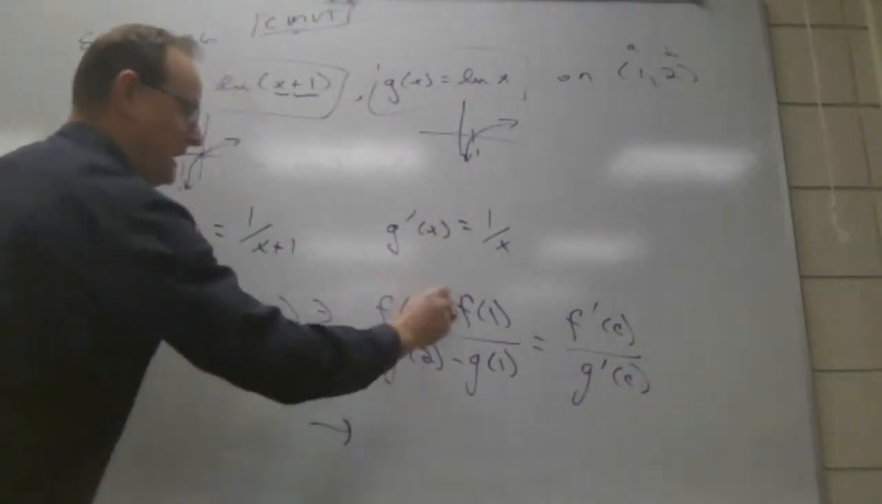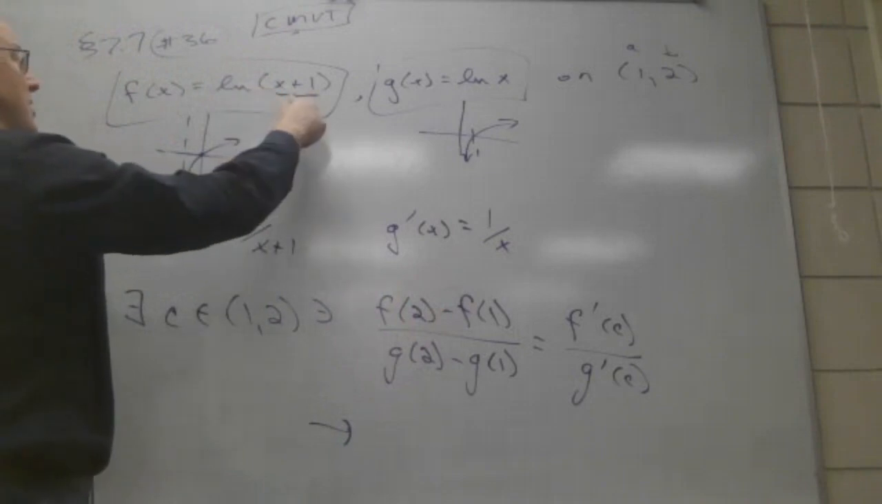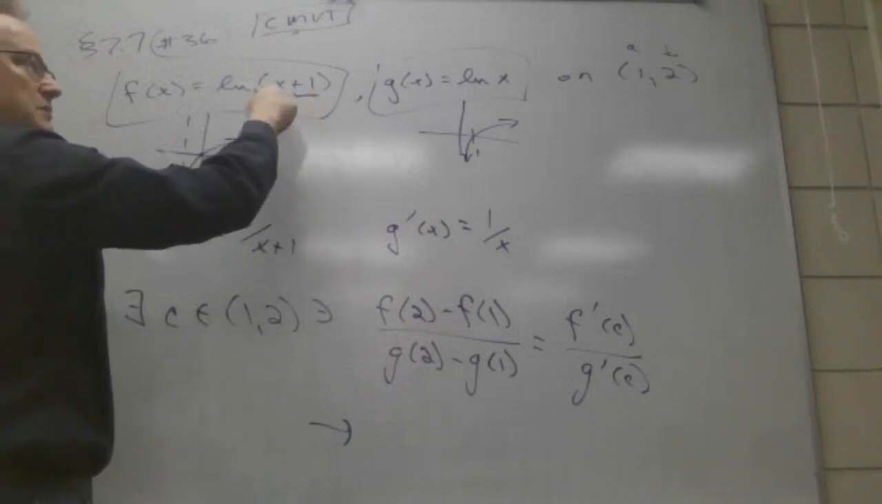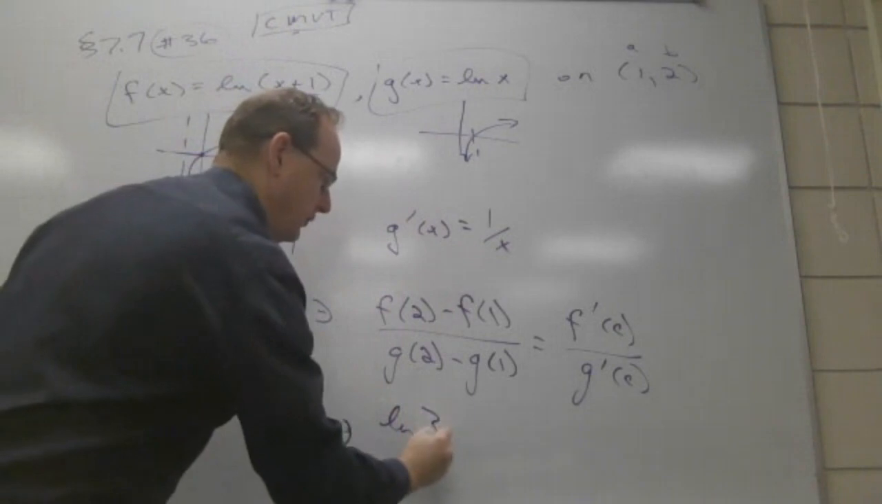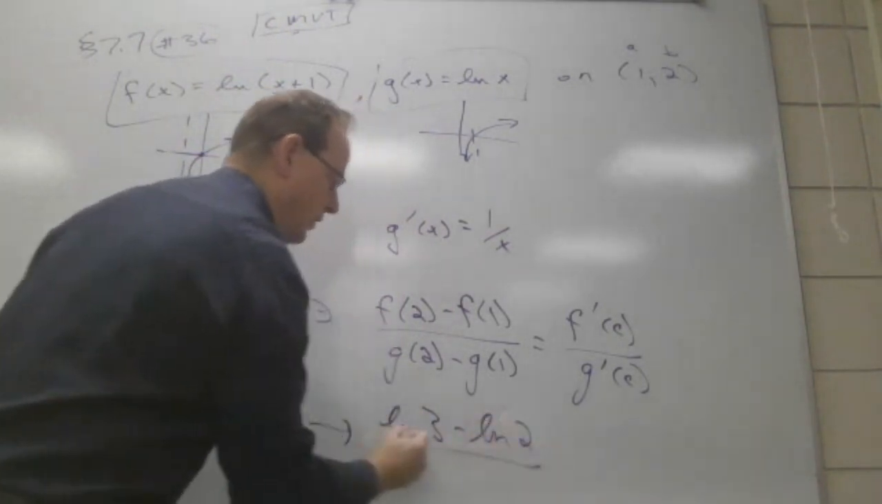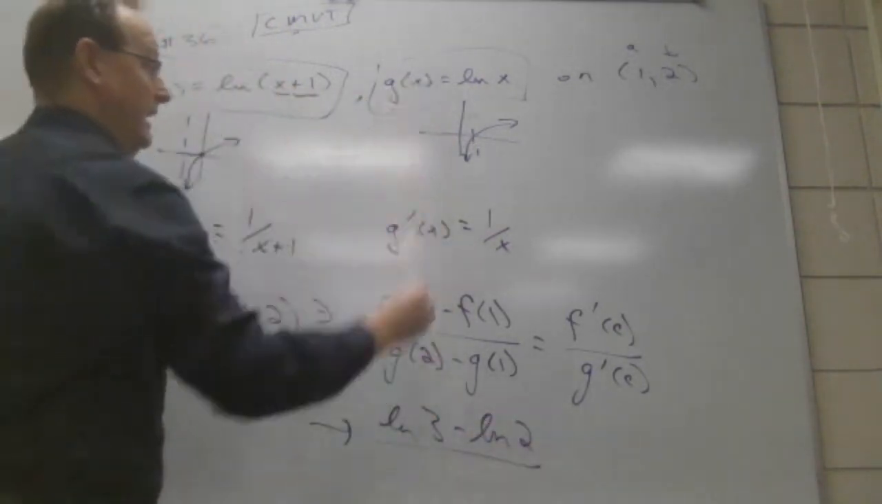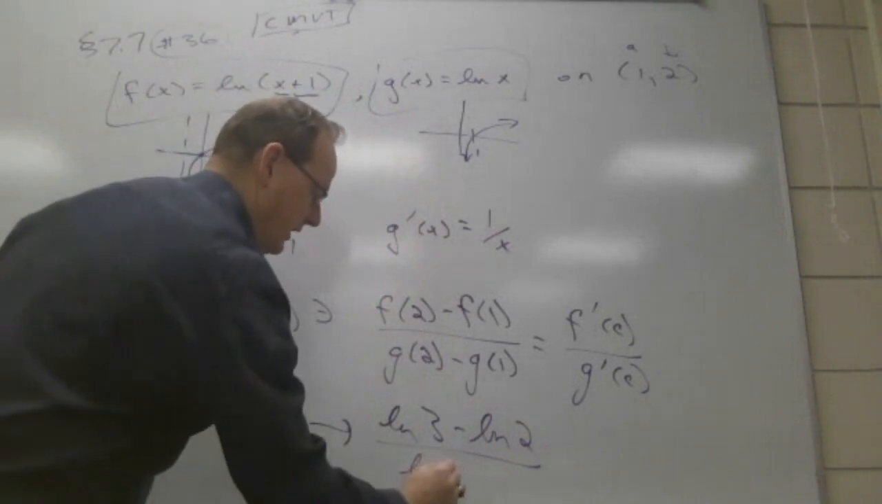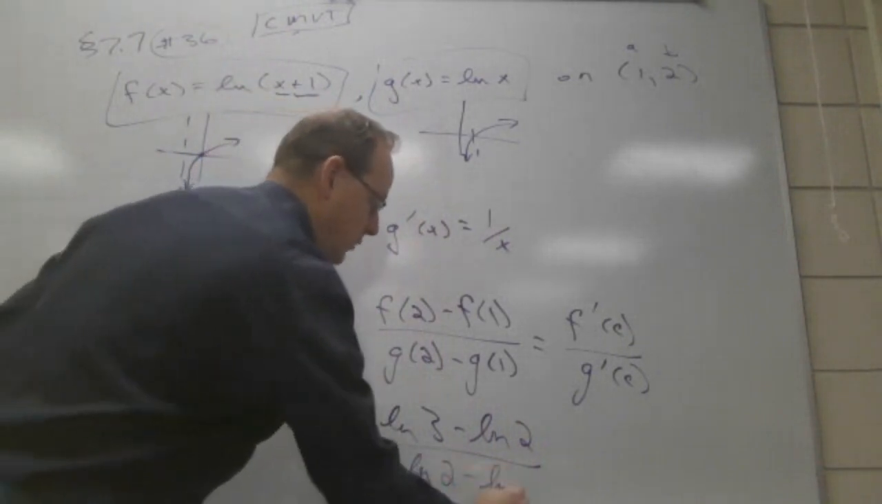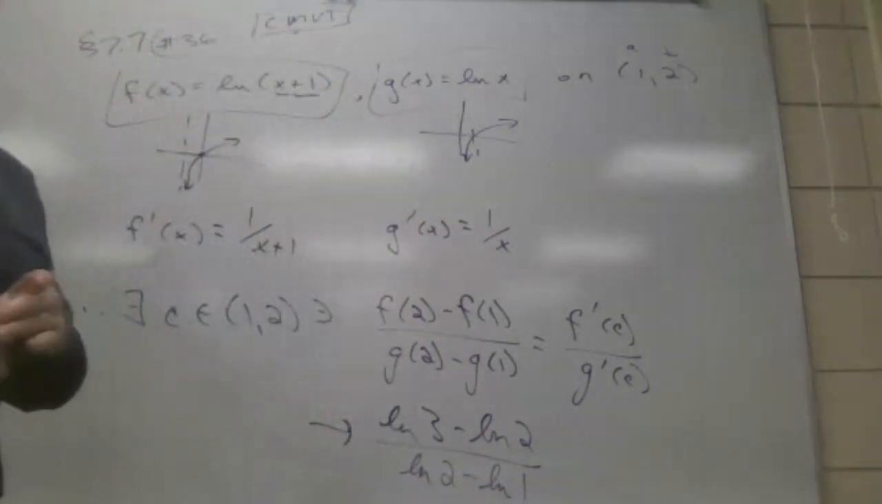So what does this become then? This implies f of 2 is the natural log of 3, right? Yep, because you plug in 2 there. So this is natural log of 3 minus natural log of 2, over g, which is natural log of 2 minus natural log of 1. Of course, what is natural log of 1?